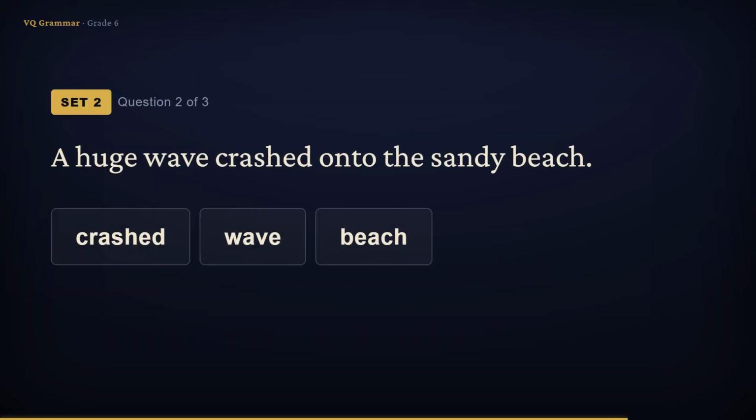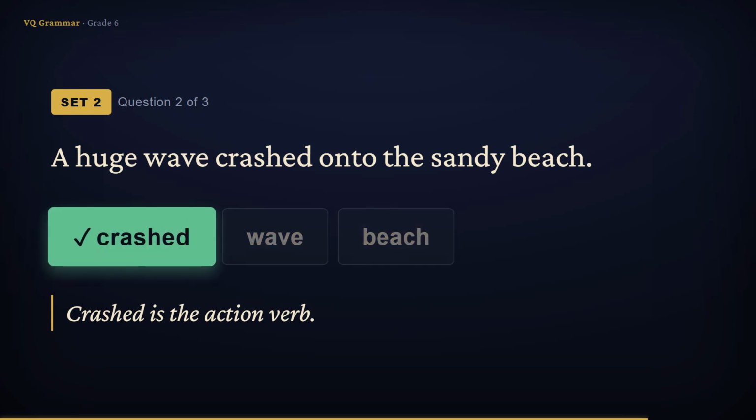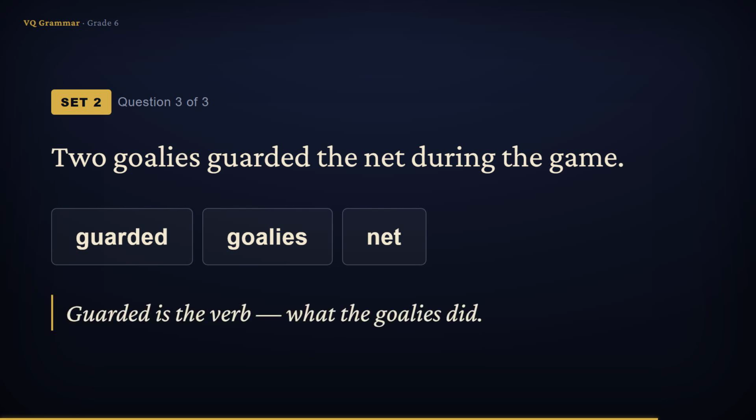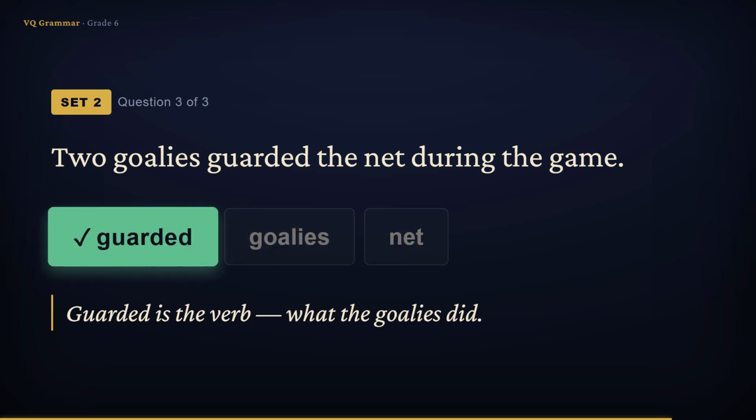A huge wave crashed onto the sandy beach. The wave is the subject. What did it do? It crashed. Crashed is the action verb, so it's the simple predicate. So the answer is crashed. Two goalies guarded the net during the game. The goalies are the subject. What did they do? They guarded. Guarded is the action verb, so it's the simple predicate. So the answer is guarded.